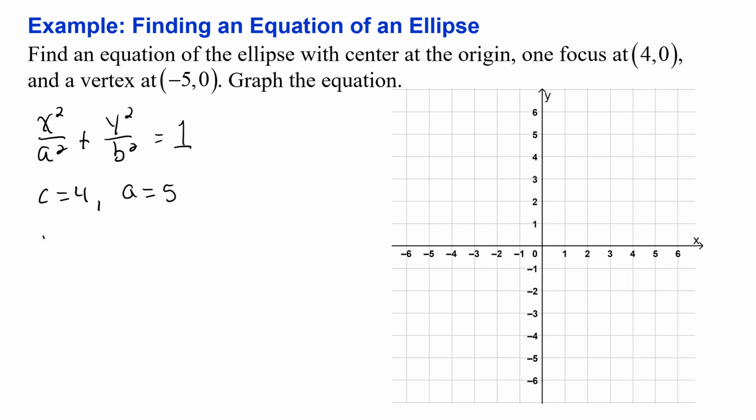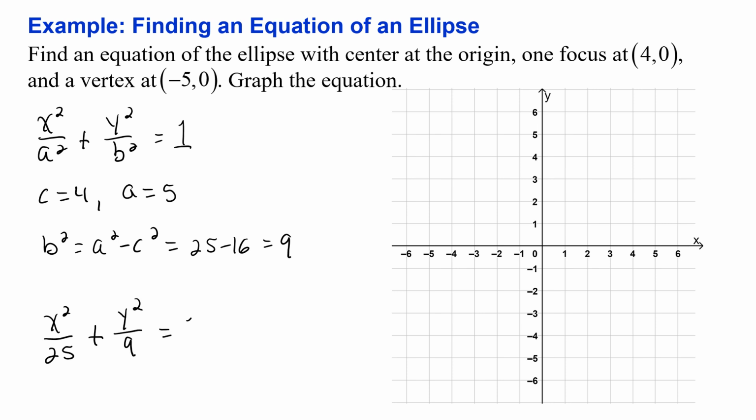Now, we know that b squared equals a squared minus c squared, which equals 25 minus 16, which is 9. Therefore, the equation of the ellipse is x squared divided by 25 plus y squared divided by 9 equals 1. So we have accomplished the first task in the problem statement, which was to find the equation of the ellipse. Now let's graph the ellipse.